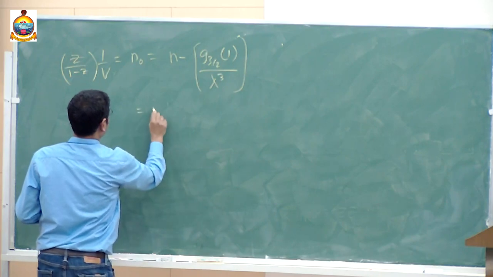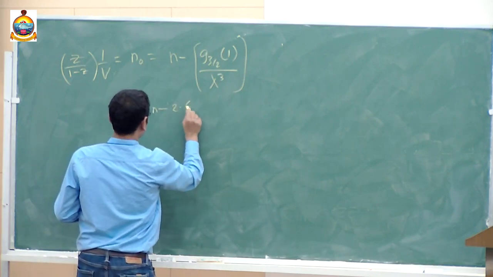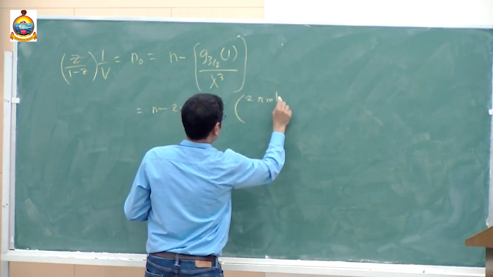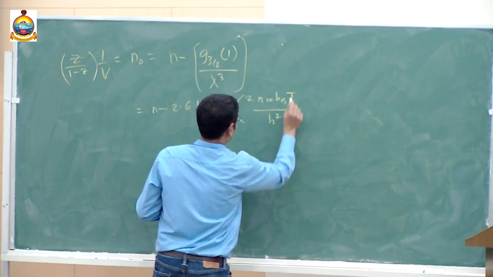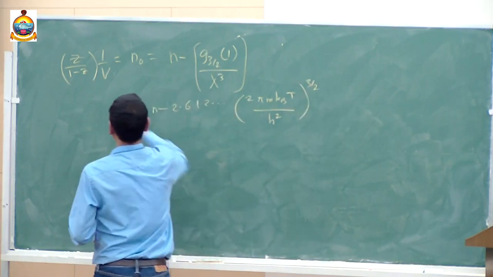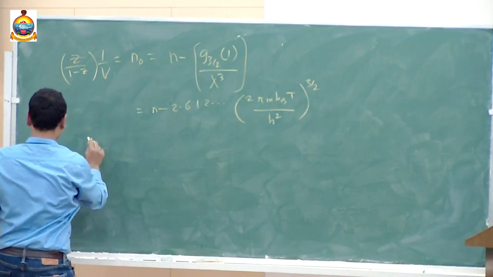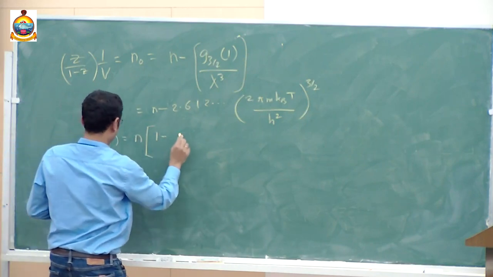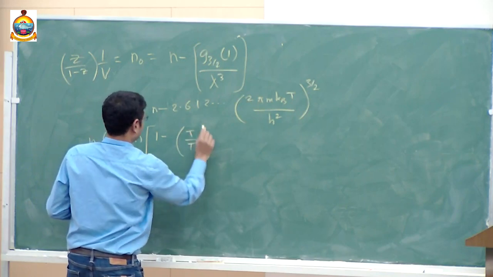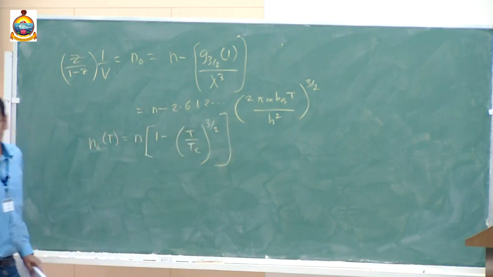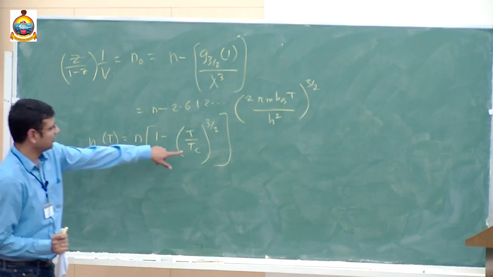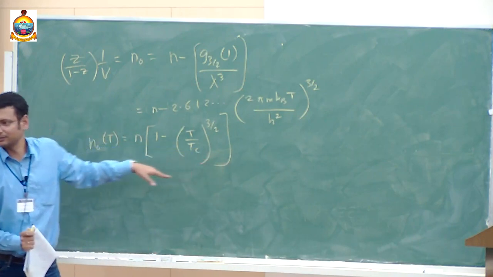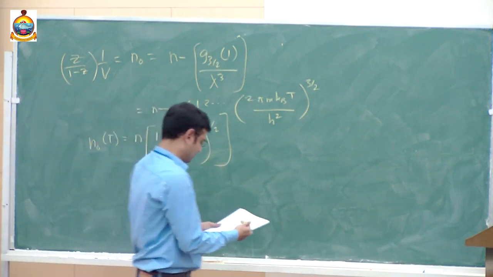And of course, this is roughly n minus 2.612... (2 pi m kB T / h squared) to the 3/2, right? So this is n naught. Using this, we can easily see that n naught of T is just n times 1 minus (T/TC) to the 3/2. That's it. So you just use the expression of TC which we got from there and massage this equation a bit and you'll get this. That's it.